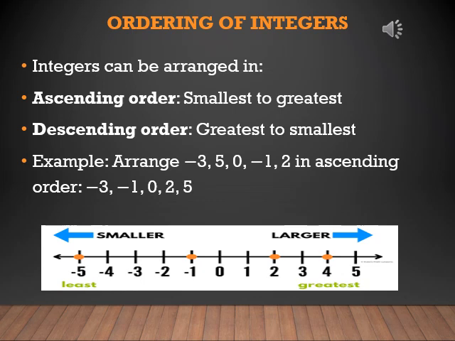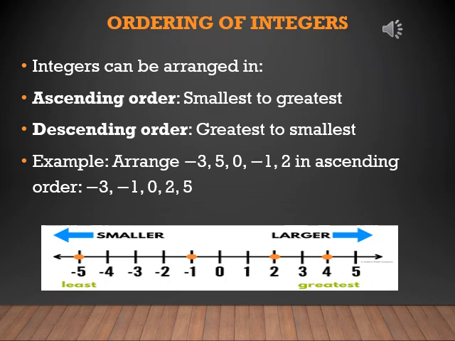For example, minus 5, 2, 0, minus 1 in ascending order. Number line order: minus 5, minus 1, 0, 2. So ascending order is minus 5, minus 1, 0 and then 2. While going from left to right, numbers keep increasing.